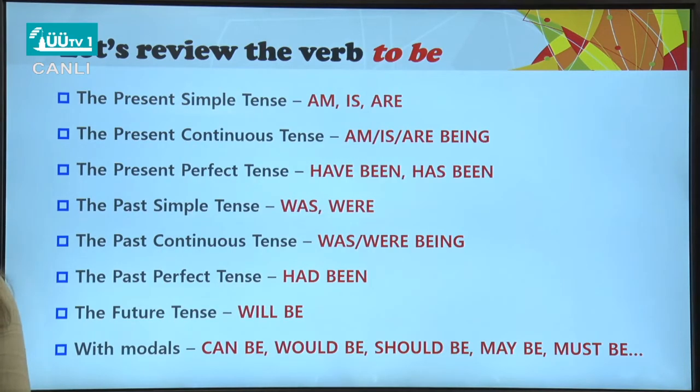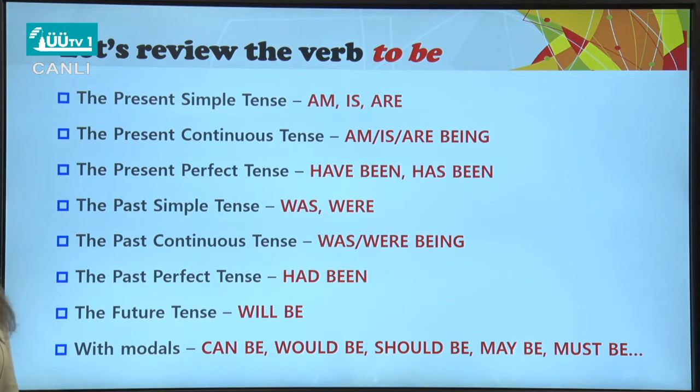Okay, now let's review the verb to be. For the present simple tense, we use am, is, are plus past participle. For present continuous tense, am, is, are plus being plus past participle. For present perfect, have been or has been plus past participle.